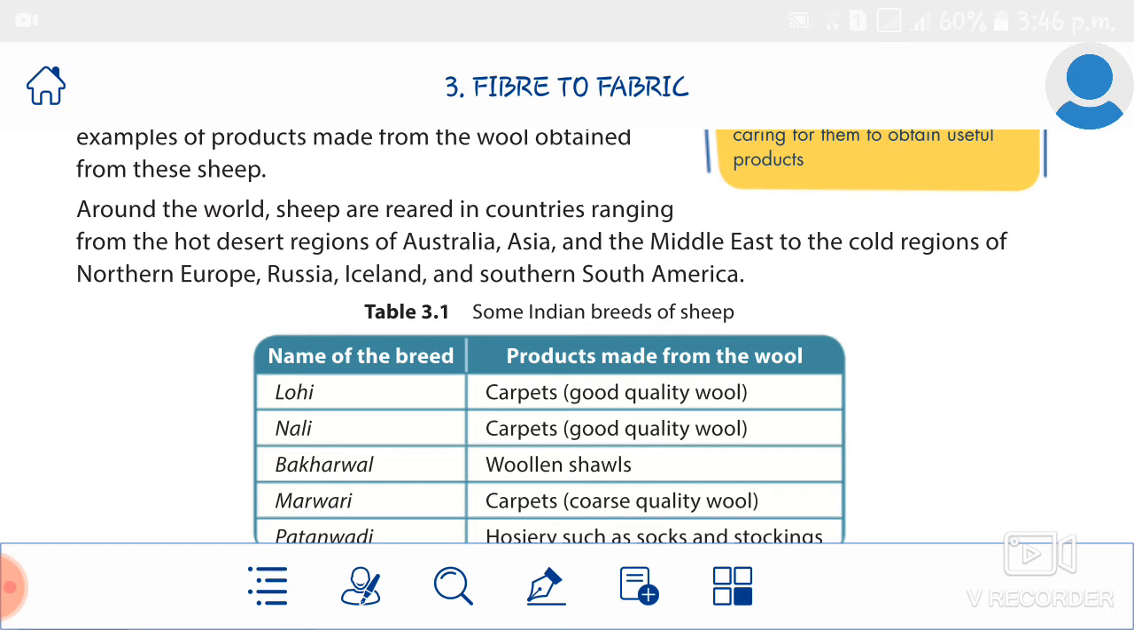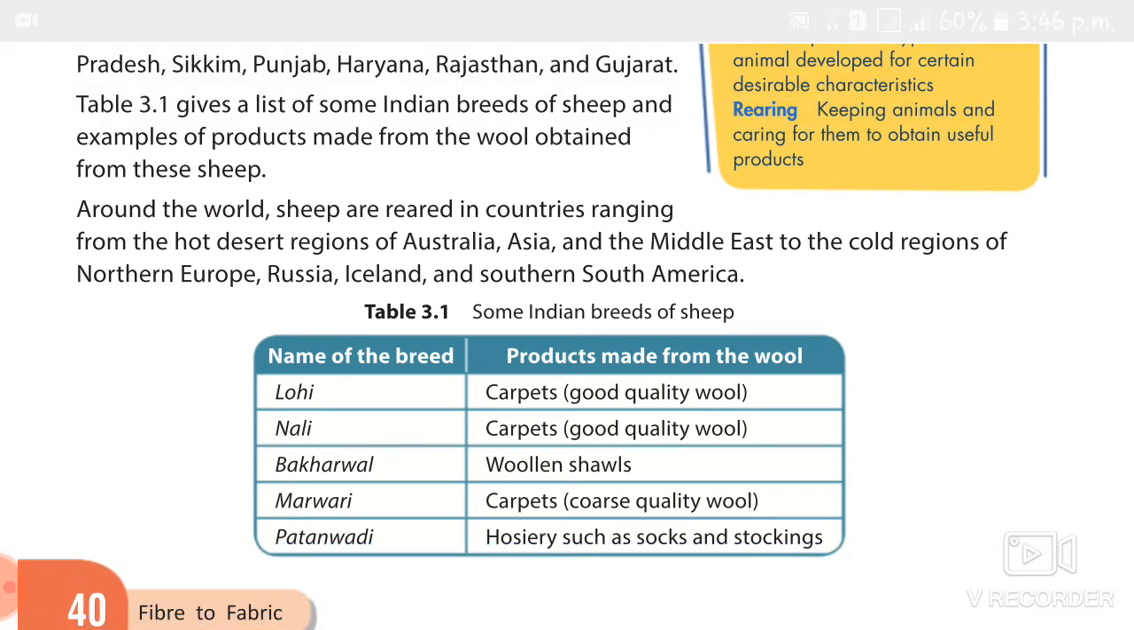The third one is Bagarwal. From Bagarwal we get woolen shawls. The fourth one is Marwari. It is used for carpets, and it is a coarse quality wool. The fifth one is Patanwadi. Here the products we get are hosiery such as socks and stockings.